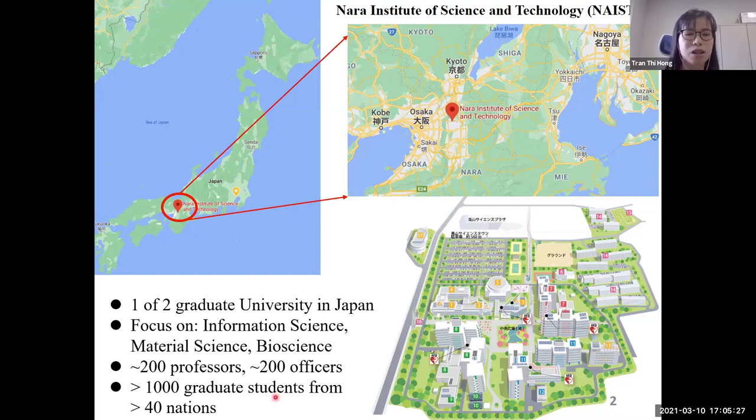We focus on three main subjects: information science, material science, and bioscience. And you see here the map of my university. We have buildings for information science, bioscience, material science, some buildings for administration, and the dormitory for students and staff. We have about 200 professors and 200 officers. For students, we have more than 1,000 graduate students researching in master and PhD courses.